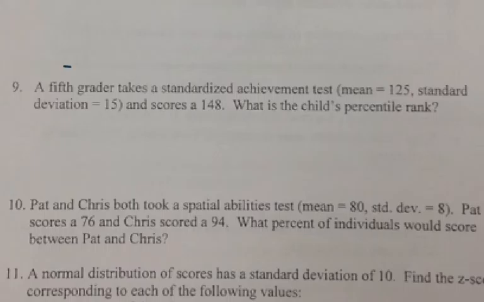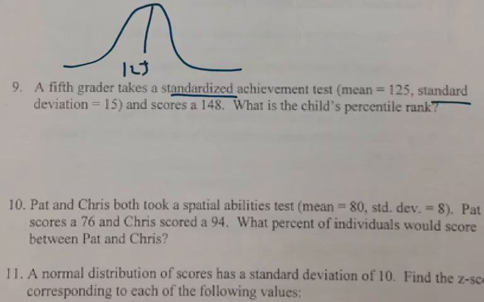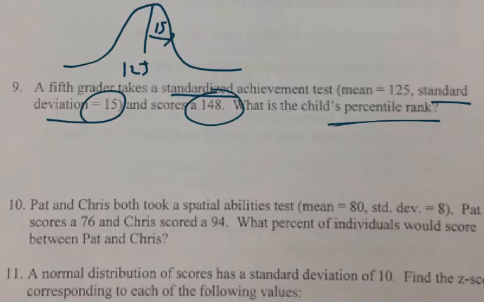So number 9, again, we know it's a normal curve. It's a standardized test. We know the mean is 125. We know the standard deviation right here is 15. We're given a score of 148. We want the percent rank. Well, isn't 148 better than 125? As a matter of fact, if you do your quick math, it's going to be pretty high. It's going to be way up there, right? There's where my 148 score is going to be. And if they want percent rank, that means I want everybody less than or equal to that score, right? I want everything I shaded in blue.